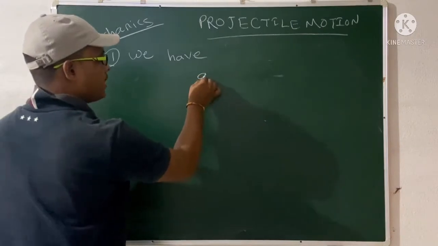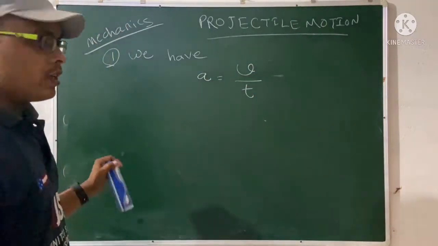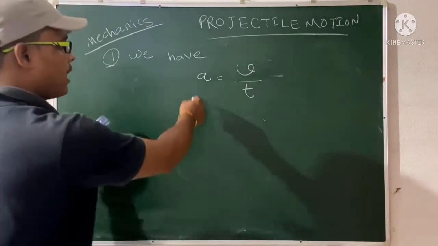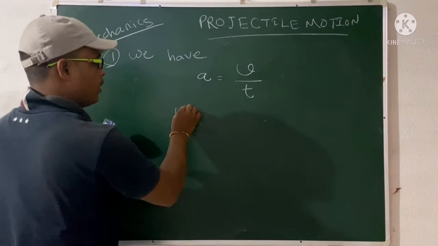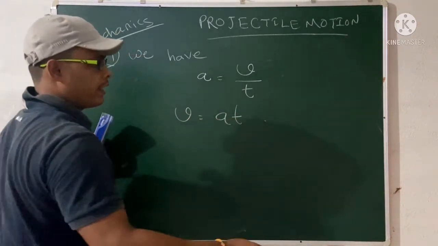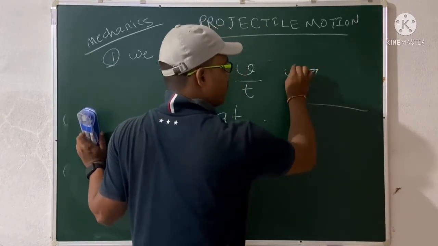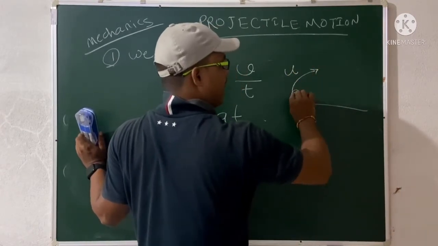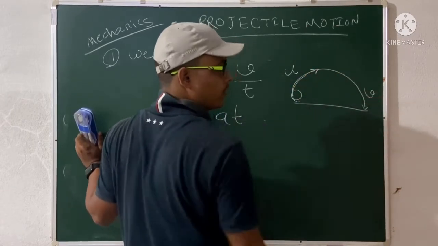We have acceleration equal to velocity by time, because after acceleration we know the force. So acceleration equal to velocity by time, and velocity equal to acceleration into time. So remember the case, that is projectile motion. This is the initial velocity. We have some initial velocity, and after some time it will reach the final velocity.